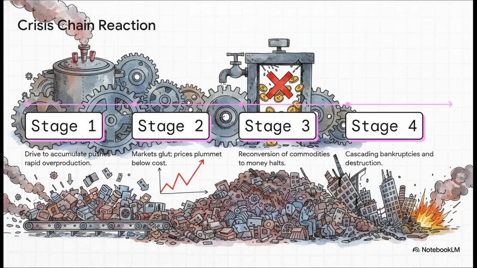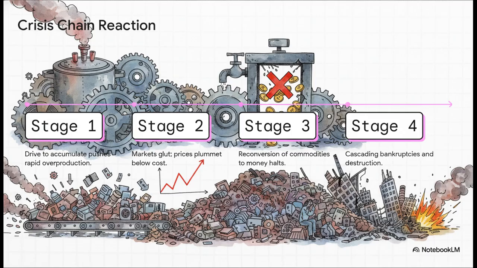The text describes a brutal causal chain reaction. Phase 1. The massive drive to accumulate pushes rapid, unsustainable overproduction. Phase 2. The markets completely glut because the restricted wages of the masses mean they just cannot afford to buy back the absolute mountain of commodities they just produced. Prices plummet way below their actual cost.